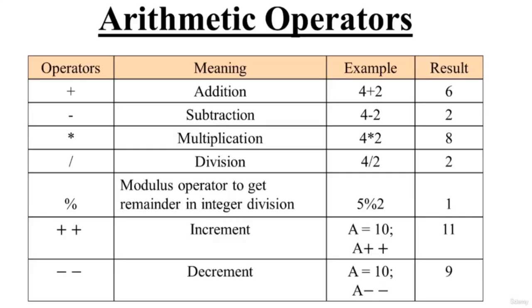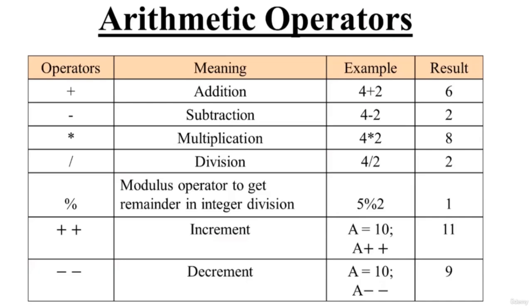In arithmetic operators, you can see plus, minus, multiplication, that is the asterisk, forward slash for division, and the percentage symbol for the modulus. That means if you want to add, subtract, multiply, or divide two numbers. For example, if you say 5 divided by 2, what will happen? In the quotient it will be 2, and in the remainder it will be 1.